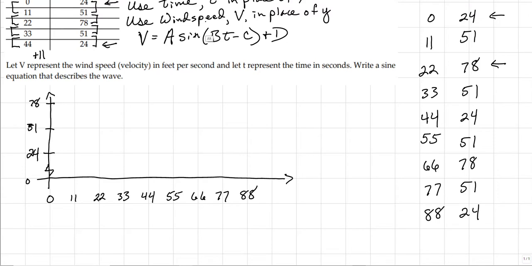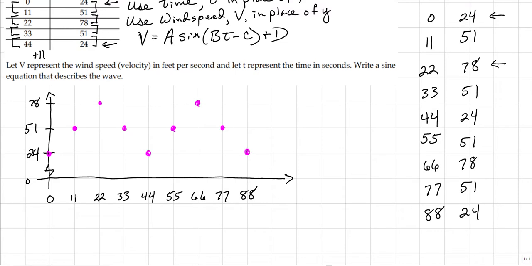And so let's plot all of the points. First we'll have 0, 24, which will be right here. Then we'll have 11, 51, then 22, 78, and then 33, 51. Notice that we're now going back down. 44, 24, and now we're going to increase again. 55, 51, and then 66 will bring us back up to 78. 77 brings us back down to 51, and then 88 brings us back to 24.